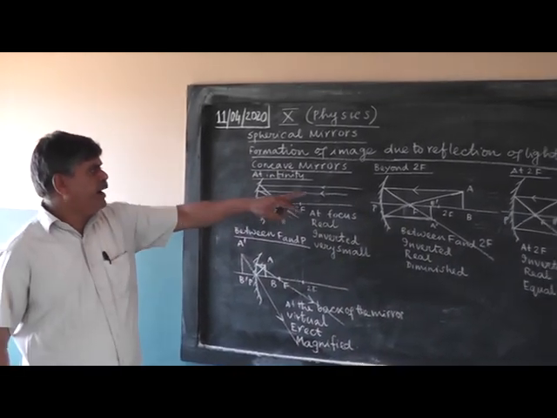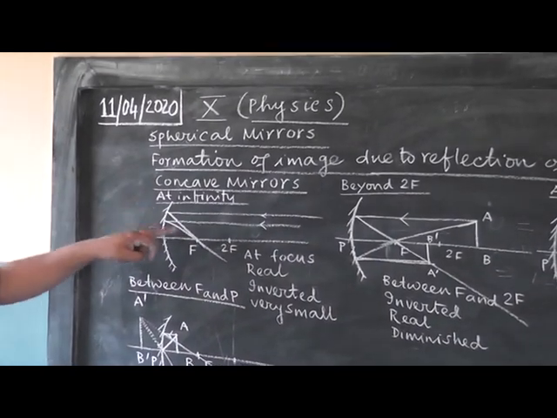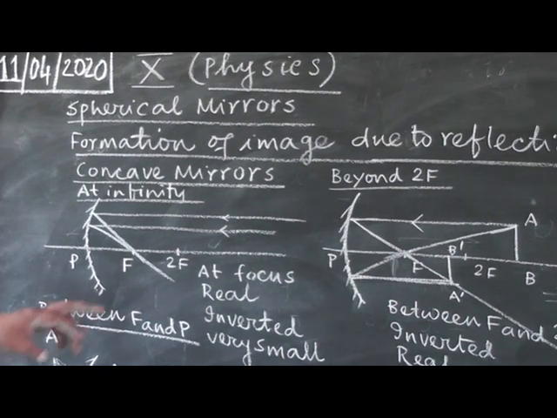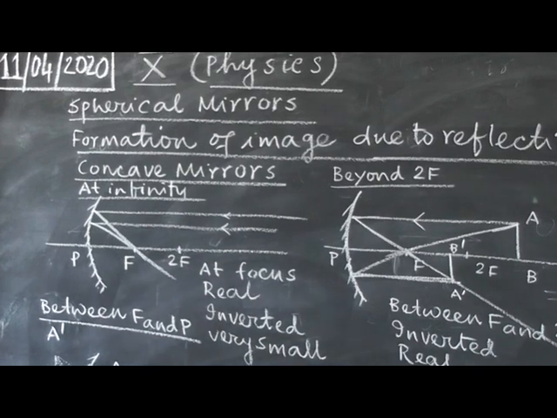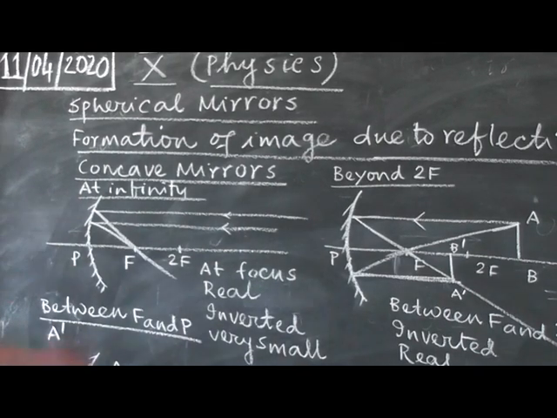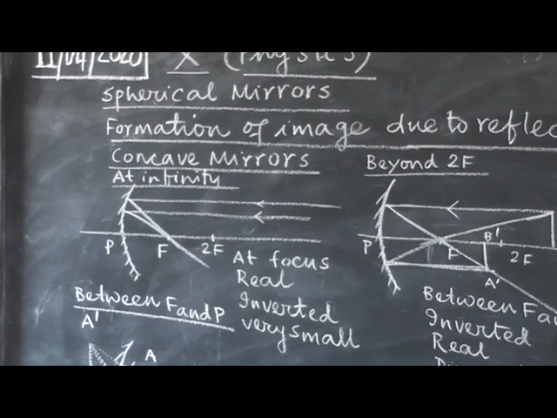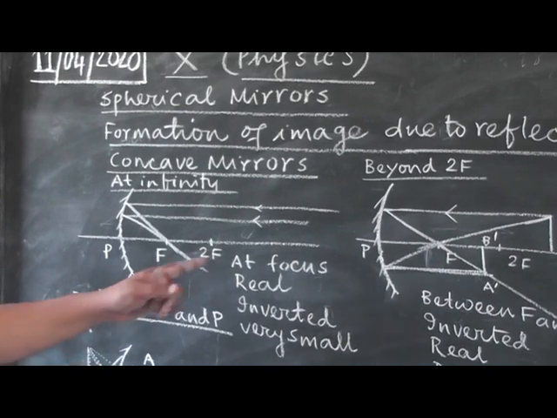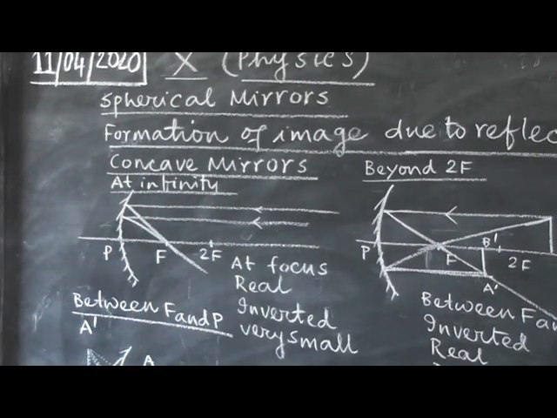If a ray of light is moving parallel to the principal axis of the mirror, then after its reflection it moves to the principal focus of the mirror. If a ray of light is moving to the focus, then after its reflection it will move parallel to the principal axis of the mirror. And if a ray of light is moving through the center of curvature of the mirror, then after its reflection it will retrace its path, it will move in the opposite direction.